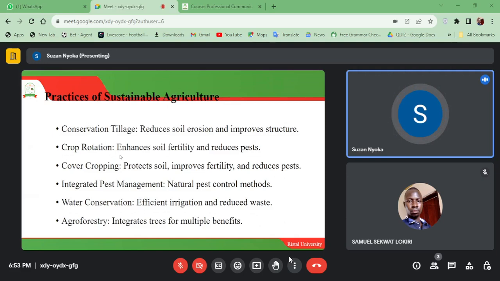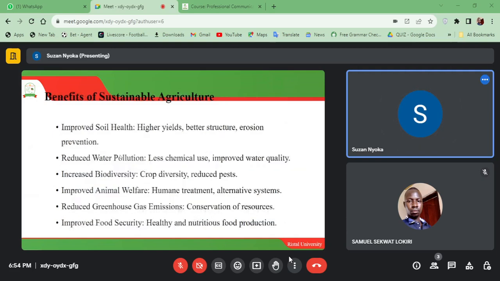We talked about this a lot of times to conserve and prevent what? Soil erosion. And the higher yields, better structure, erosion prevention. Water quality, and then increased biodiversity, that is crop diversity, and reduced pests. Improved animal welfare, that is humane treatment of animals, alternative systems, and then reduced greenhouse gas emission, that is conservation of resources, and then improved food security, healthy and nutritious food production.